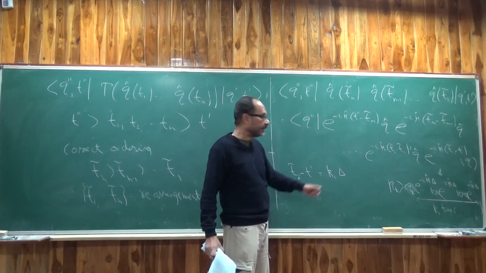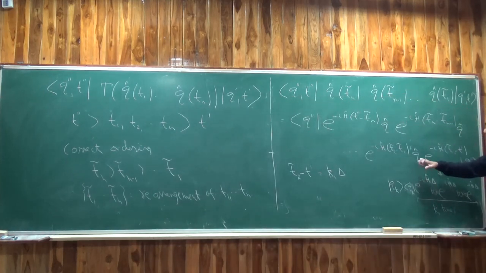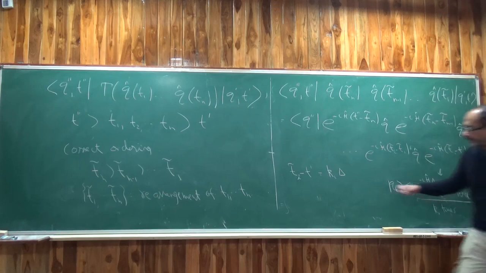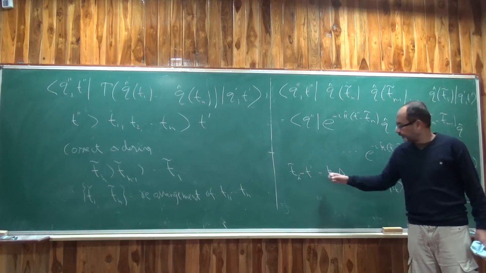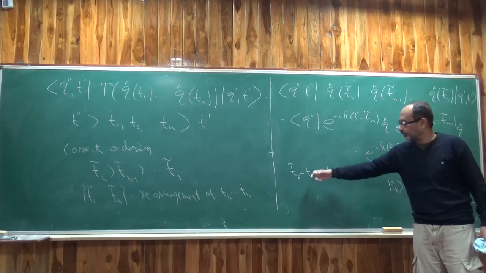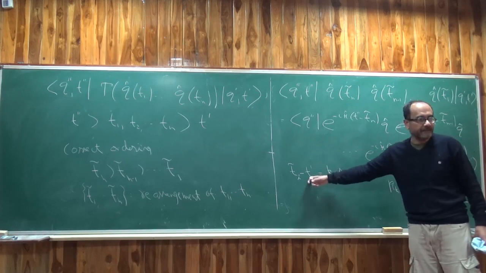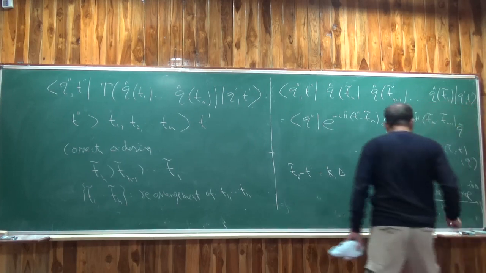Is that clear? Why is this important? It's important because between the first q hat and this q prime, there is an e to the minus I h hat (t1 tilde minus t prime) factor. This is k1 factors of e to the minus I h hat delta, since t1 tilde minus t prime is k1 delta. So e to the minus I h hat delta applied k1 times will give you e to the minus I h hat times t1 tilde minus t prime. That's the significance of this factor. So k1 factors have come.